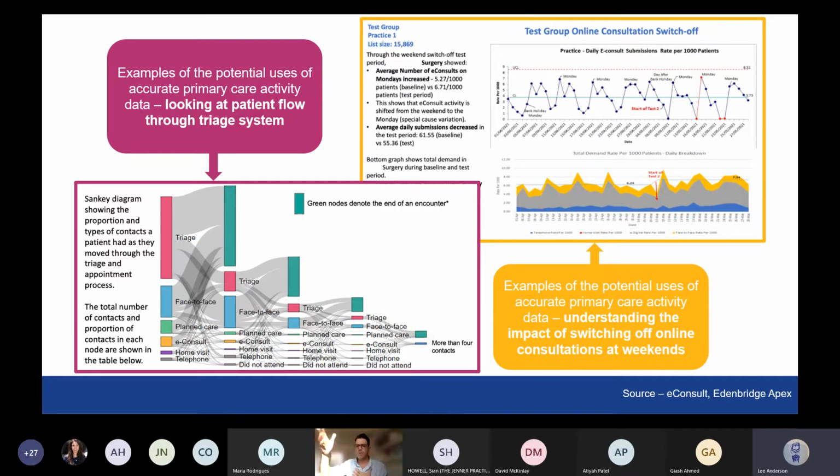So we looked at urgent treatment centre data, 111 data, looked at groups of practice data and people who were switching the online consultations off, and practices who were leaving the online consultations on. And we were able to then really describe back to the system more widely, actually these are the impacts you can expect to see by turning things on and off at a system level.